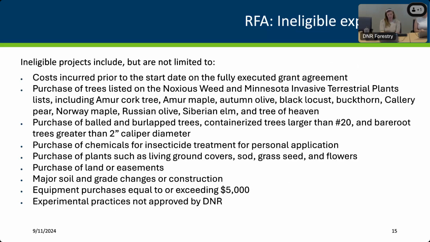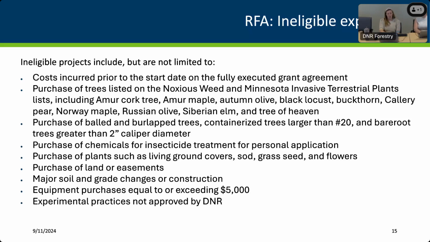I'll be reading through this, but as you kind of dig in, pay attention to some of these as you're putting together your budgets. So costs incurred prior to the start of a fully executed contract date, purchase of trees that are listed in the noxious weed and Minnesota invasive terrestrial plants list. We have a whole bunch of species that qualify on this list, including the Amur cork tree, Amur maple, autumn olive, black locust, and so on. As we're developing planting lists, we'll work with you on that.